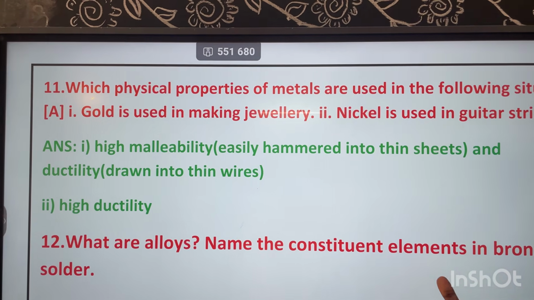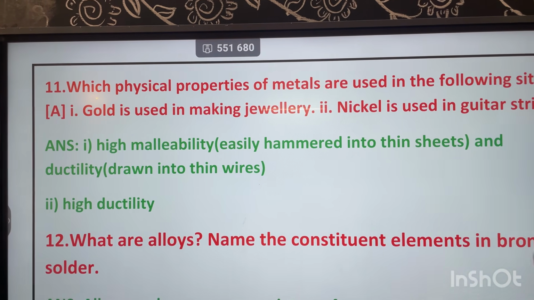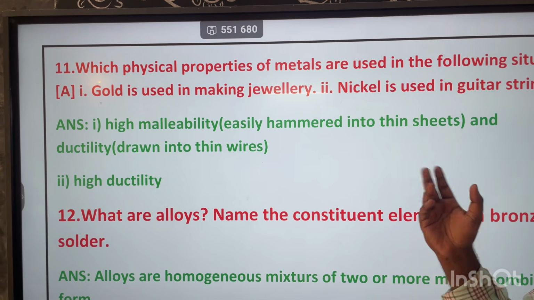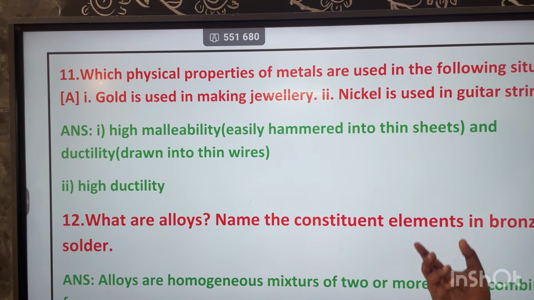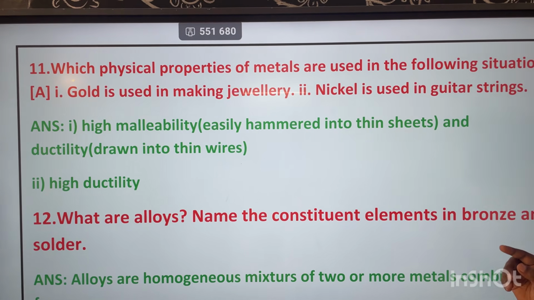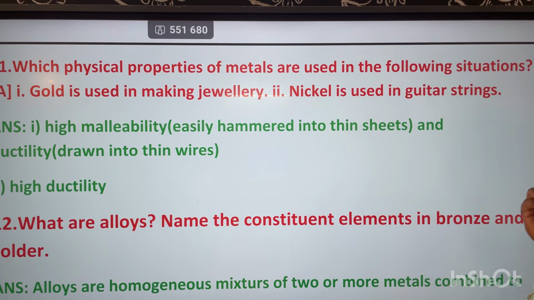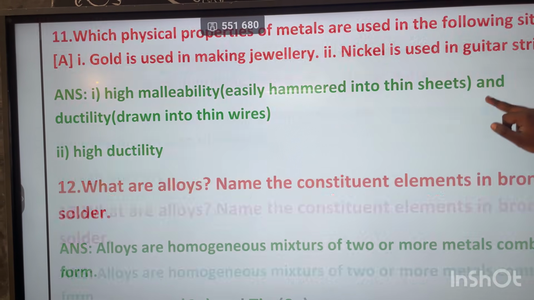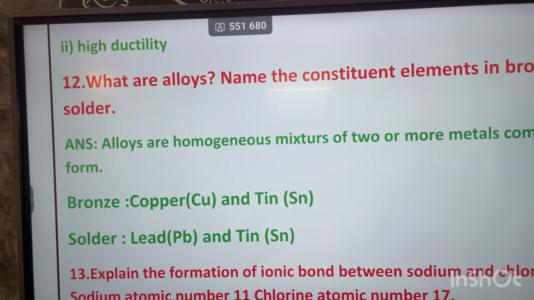First question A: gold is used in making jewelry. What property of gold is used in making jewelry? Malleability, ductility. Next question: nickel is used in guitar strings. Ductility.